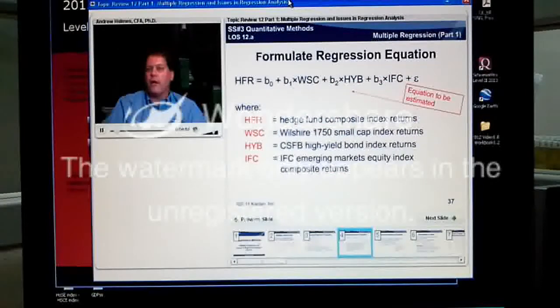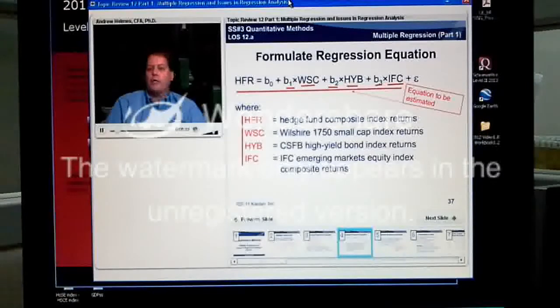So here's the equation that we're estimating. Hedge fund returns are equal to an intercept plus beta 1 times this Wilshire index, plus beta 2 times the high yield bond index, plus beta 3 times this emerging market index, the IFC, and then we have the epsilon term on the end. So this is just the definition of the abbreviations in the equation. Hedge fund returns, the Wilshire, the high yield bond index, and the IFC emerging market index are going to be our data in this regression analysis.